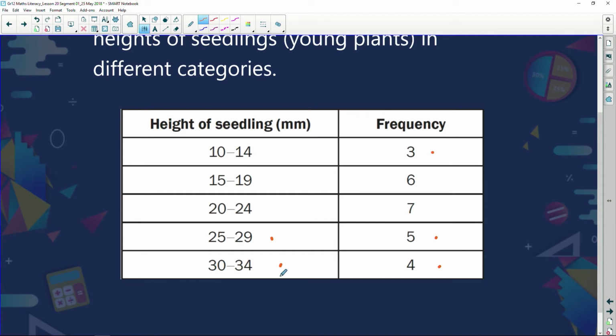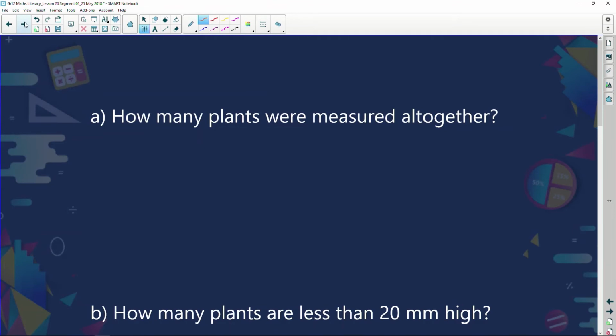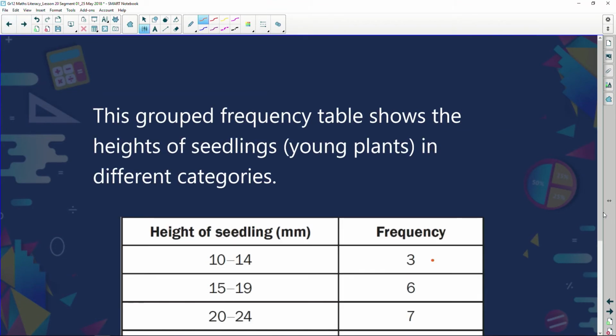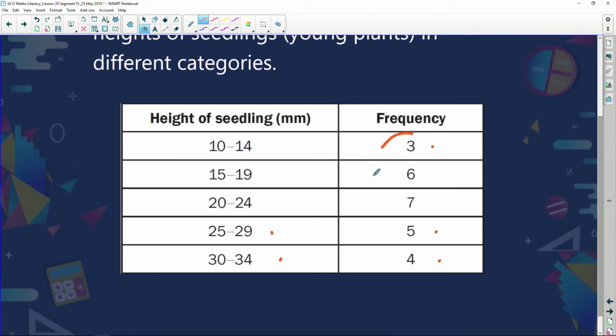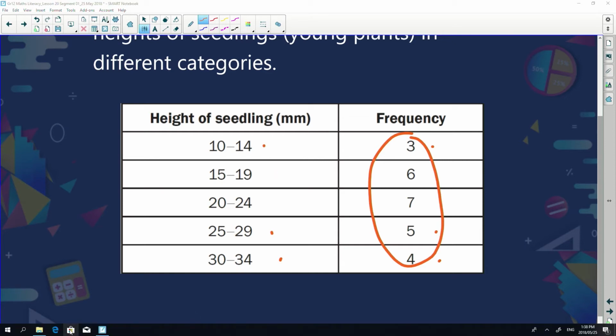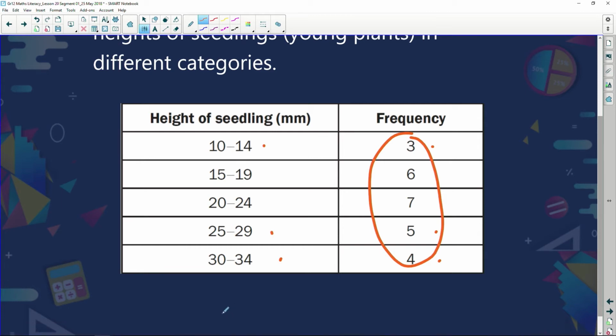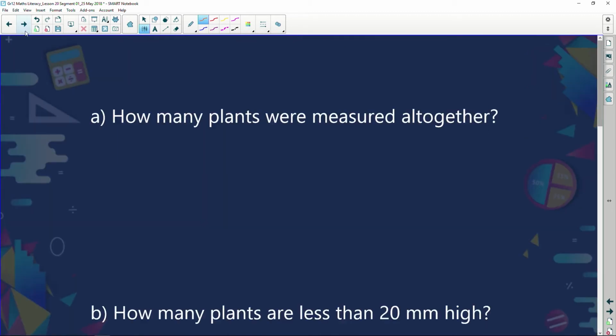Okay, so this question now, they've given us the frequency table. I bet they're going to ask us questions about it. Let's have a look at the questions. How many plants were measured all together? All right, so if you look here, all these plants were the ones that were measured. We got 3 of that size, 6 of another size, 7 of, what does that total give you? So if we go ahead now and we add it all up, we're going to get 3, 9, 16, 20, 25 plants in total. So let's go have a look here, and we can see that we've got 25.